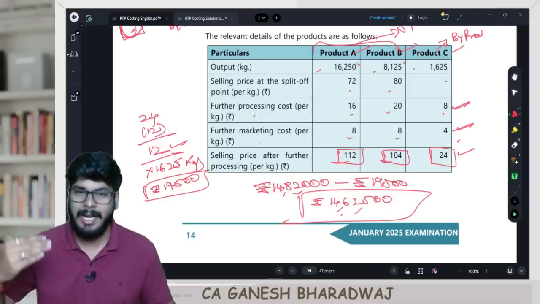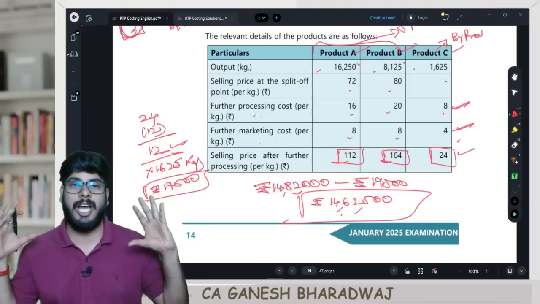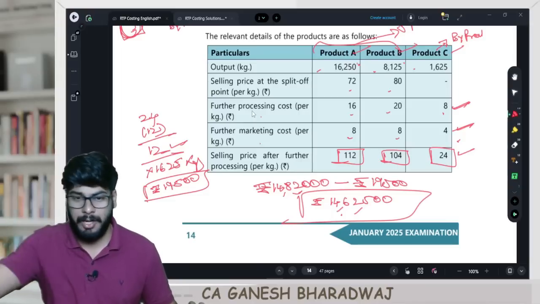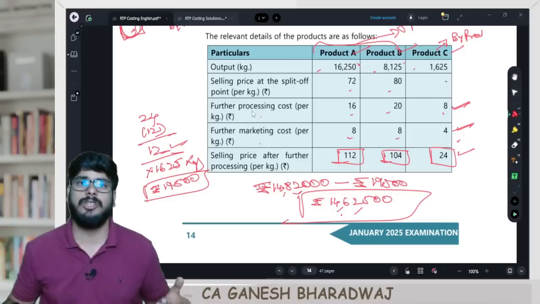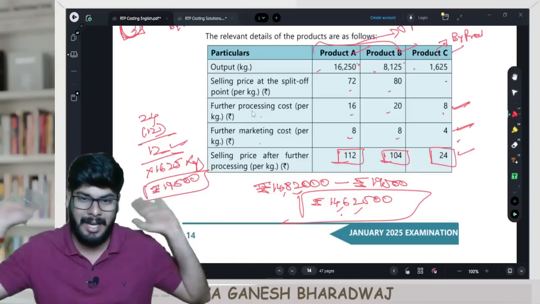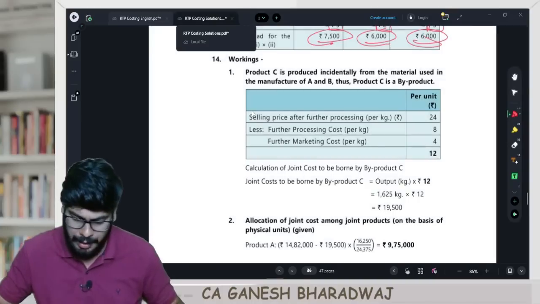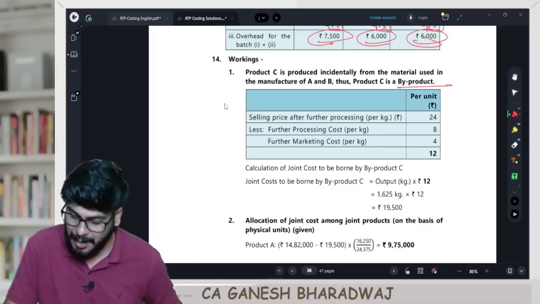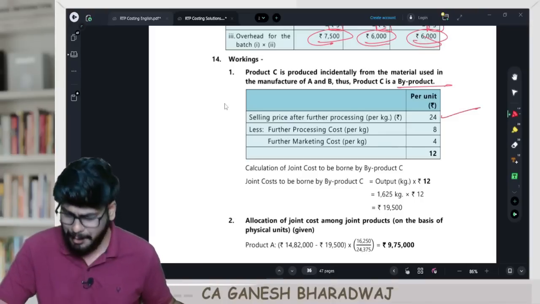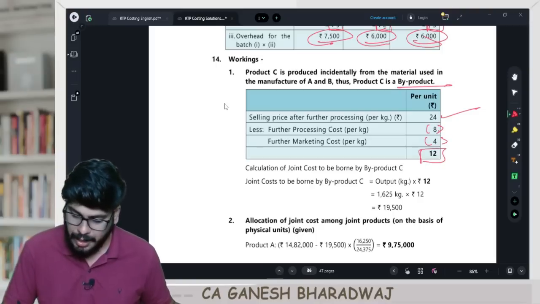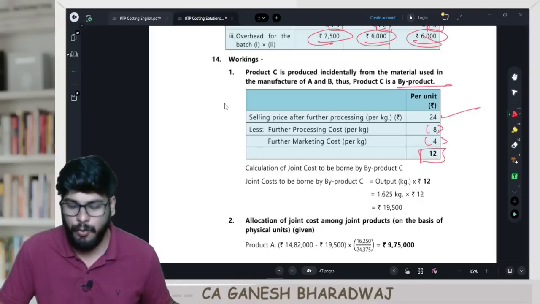As simple as that. Once you do that, product wise you get a share of the joint cost. So now what you need to do is take the sale value at split off point product wise, less its share of joint cost, and you will arrive at your profit if the products are sold at the split off point. As simple as that, guys. Very, very simple. Now quickly, let me walk you through the solution. Product C is produced incidentally from the material used in the manufacture of A and B, thus it's a byproduct. So selling price after further processing, 24 minus 8 minus 4, gives you 12 rupees. And then you take 1625 kgs.